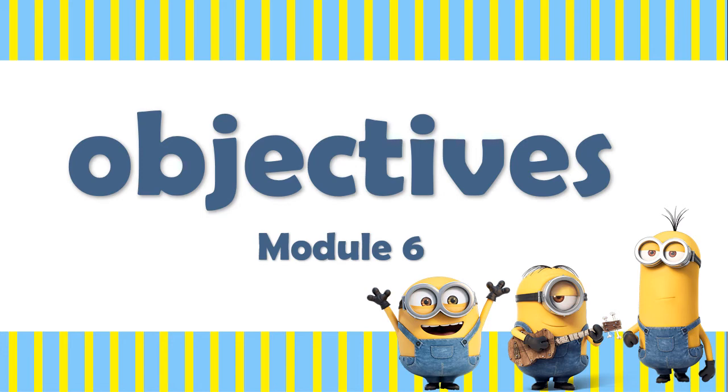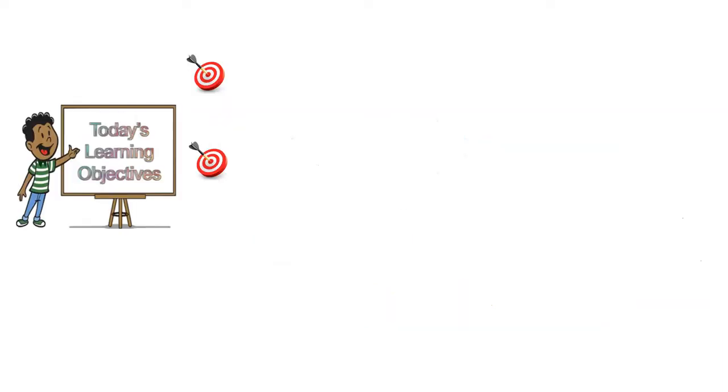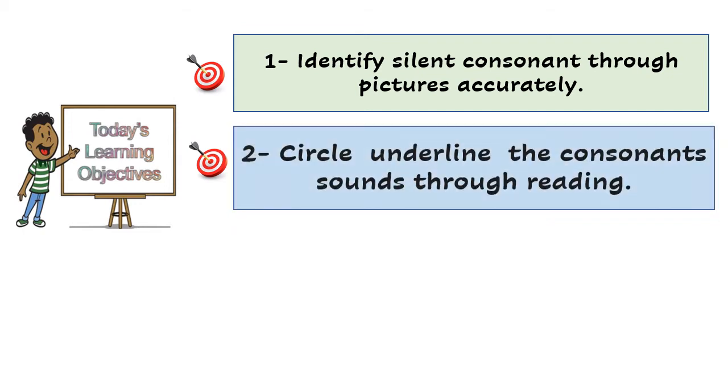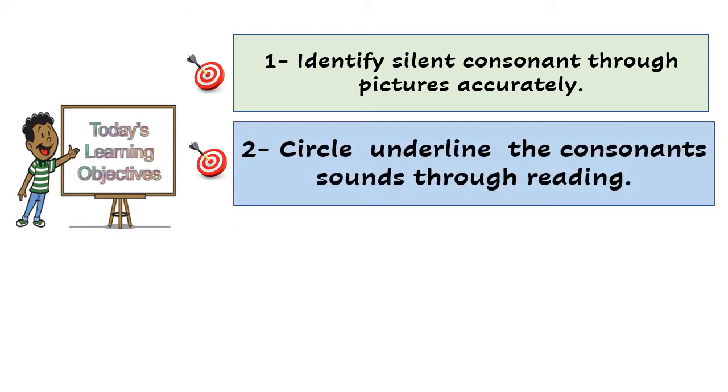Our objectives for today are: identify silent consonants through pictures accurately. Circle and underline the consonant's sound through reading.